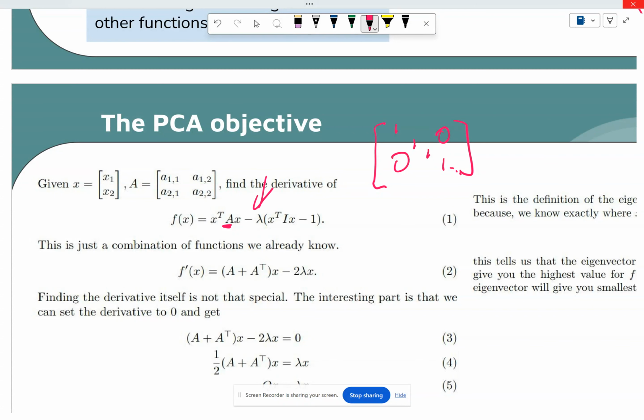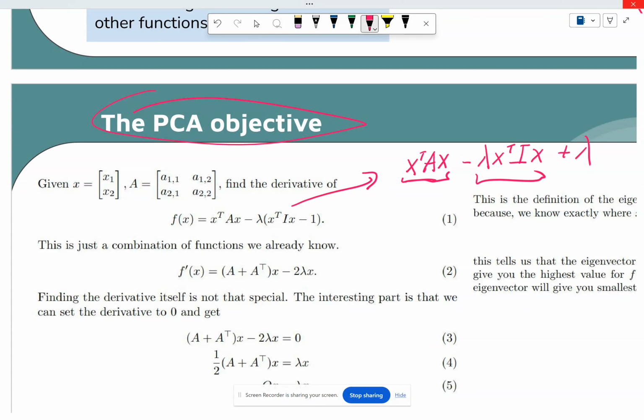Lambda is treated as a constant. So this right here, we're going to call it the PCA objective. Later on, we're going to revisit these. But right now, you just need to know how to take the derivative. So this is a combination of everything we know already, right? We can rewrite this as X transpose AX minus lambda X transpose IX plus lambda. So when we want to take the derivative, this is a quadratic. This is also a quadratic, and that's a constant, so we can cancel that out.